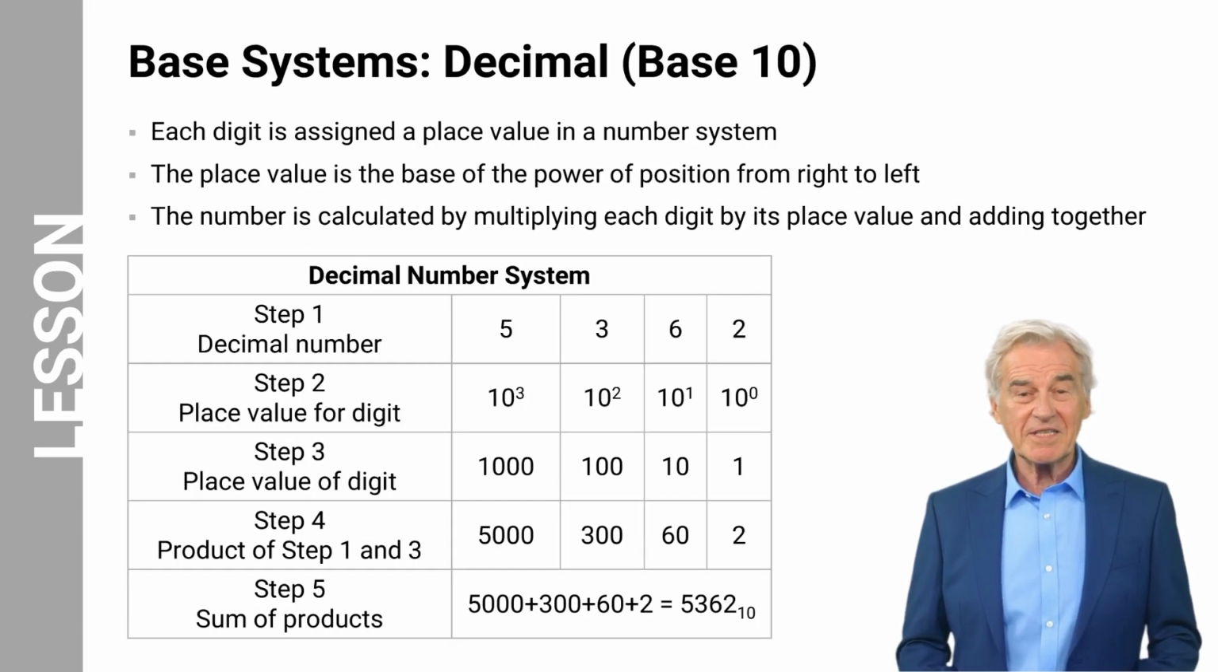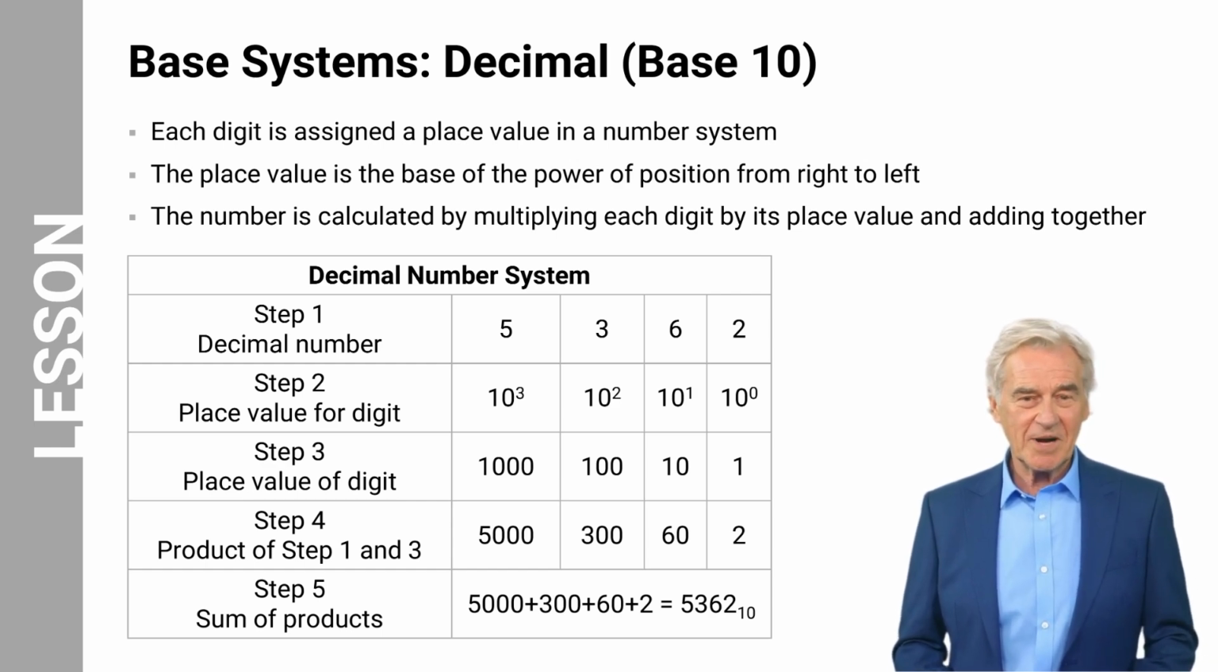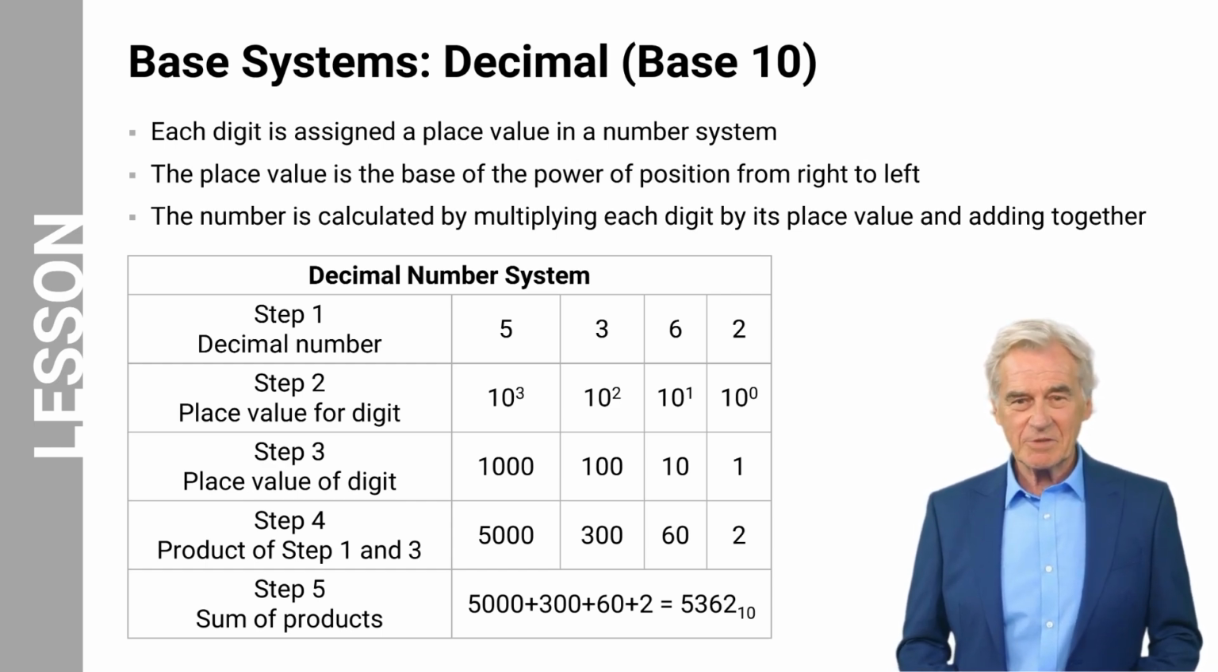Now, let's look at how to convert between different base systems. For example, the decimal number 5362 can be broken down using place values, where each digit is multiplied by a power of the base, 10 in decimal. The table shows a systematic approach. First, identify each digit: 5, 3, 6, 2. Then determine their place values: 10 to the power of 3, 10 to the power of 2, 10 to the power of 1, and 10 to the power of 0, which simplify to 1,000, 100, 10, and 1.